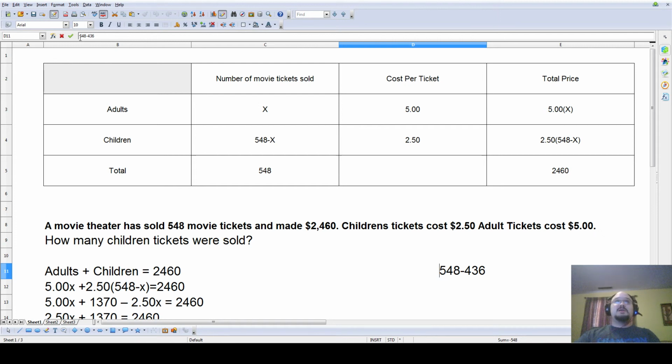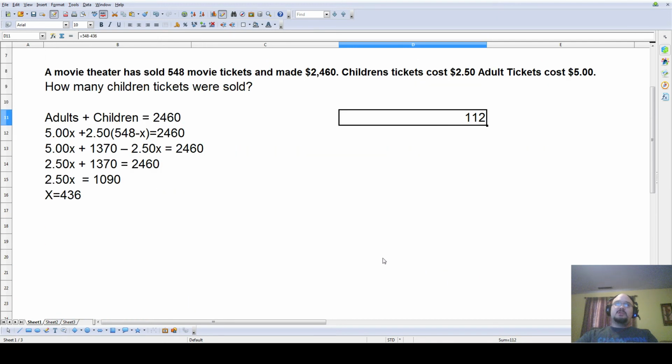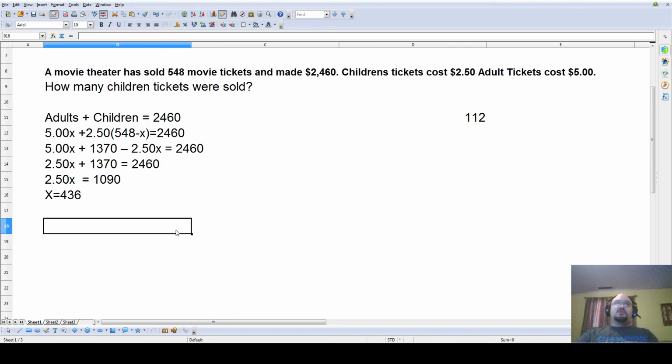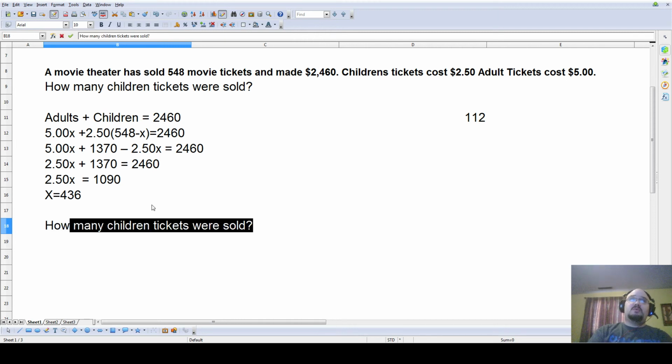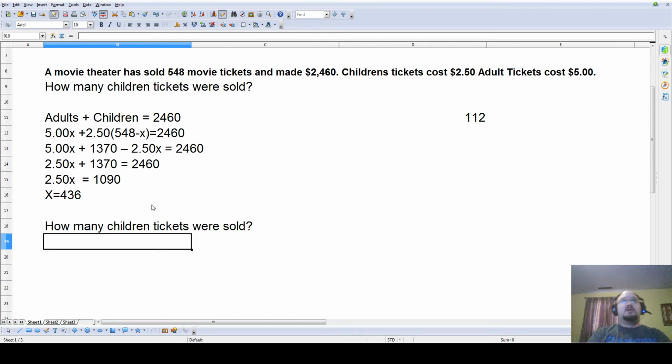Okay. And I'm going to cheat. You guys most likely don't get to use Excel when you're working on this stuff, but I'm going to put a little equal sign here and just bam, there it is. So we know that now the children, because it was 548 minus the 436, 112 tickets were sold for the children. And that is what we were trying to solve. So you always want to restate the problem. So I'd say how many children's tickets were sold, right? And the answer is 112 tickets.